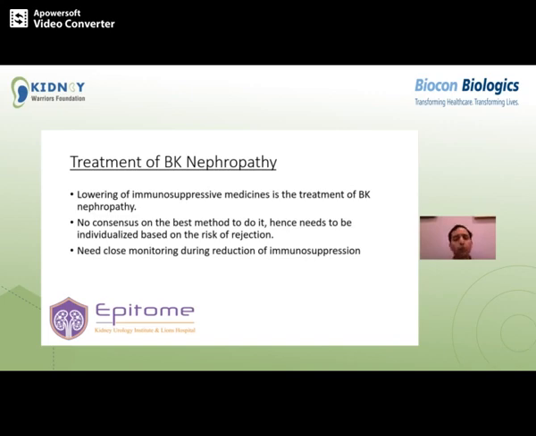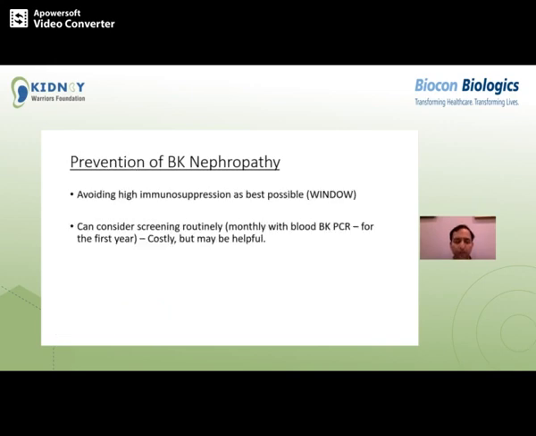And no matter what we do, we would need to continue to closely monitor as we reduce the immunosuppression to see what is the response from the BK standpoint, and to make sure that we don't develop a rejection as we are reducing this immunosuppression. So that would be in terms of treatment. So to conclude, in terms of prevention, the two things that we can consider doing would be: one, avoiding high immunosuppression and trying to hit the window.